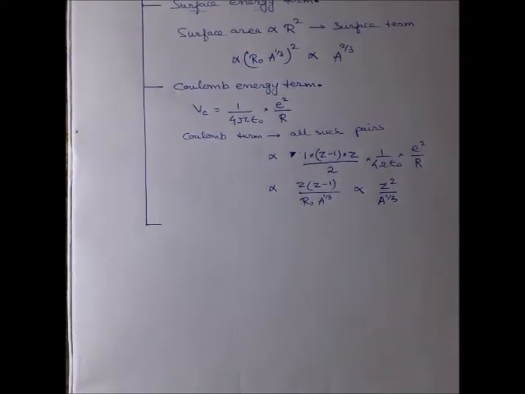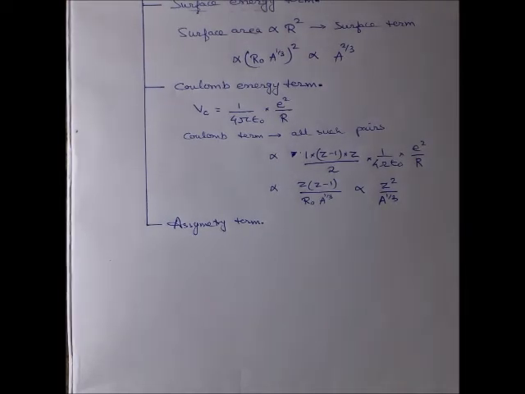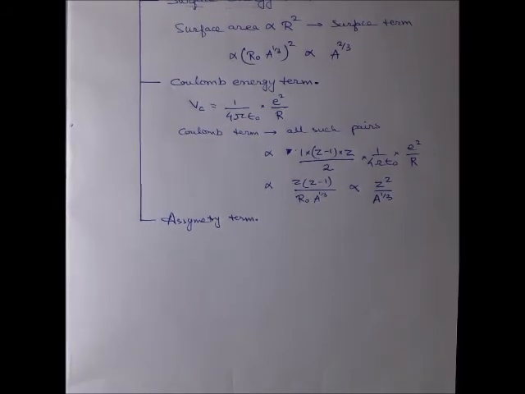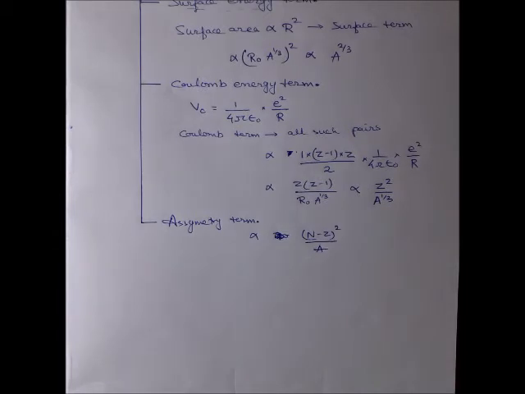The last one being the asymmetry term. This is a quantum mechanical term and arises due to Pauli's exclusion principle. If the Coulomb force were not there, the neutron and the proton numbers would be equal. In the case of heavier nuclei, they contain more neutrons than protons to balance out the Coulomb repulsion. Some instability is introduced because surplus neutrons occupy energy levels in the nucleus which do not contain protons. The asymmetry term introduces this correction factor and is proportional to (N minus Z) whole squared by A.